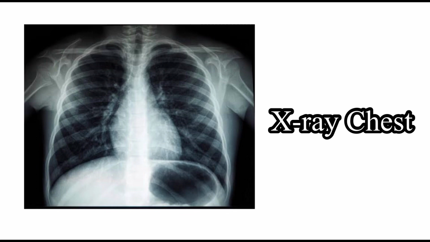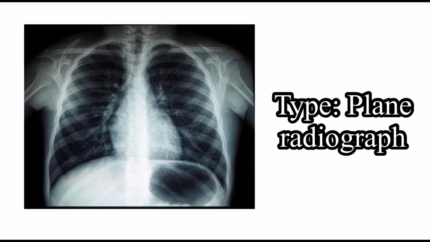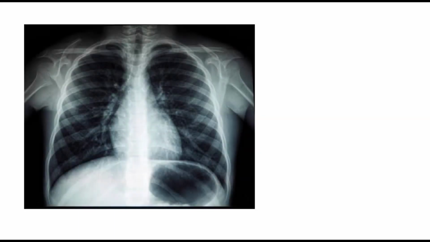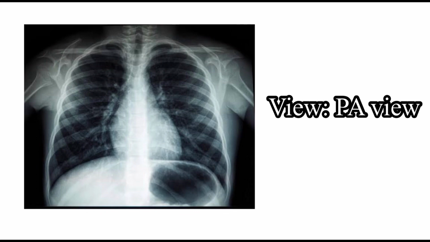This is X-ray chest. It is of the plain type. It is a plain radiograph because no special dye is used. And it is of the posterior-anterior view, that is the PA view, which means the X-rays travel from the posterior to the anterior side. Most of the chest X-rays are taken in the PA view because in the PA view, anteriorly placed organs are better visualized, and in thorax, all important structures are placed anteriorly. So if there's an X-ray of the chest region, then it's mostly of the PA view.